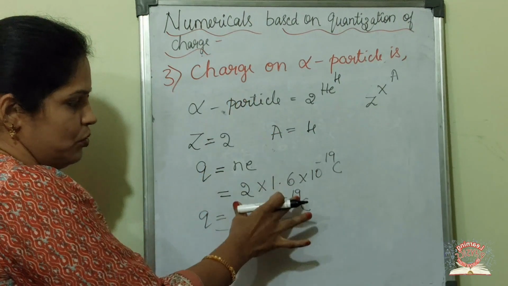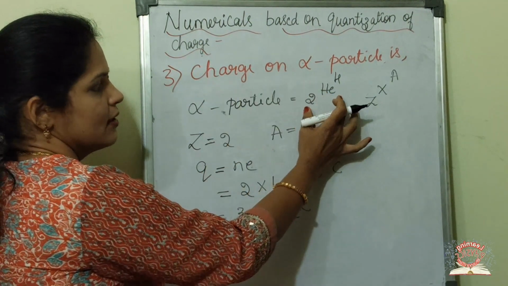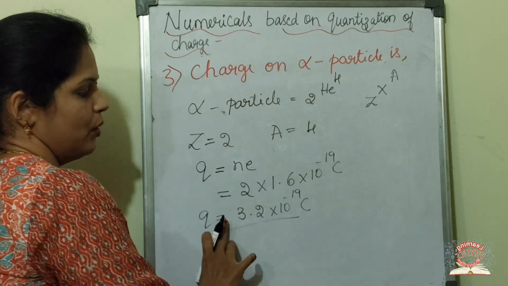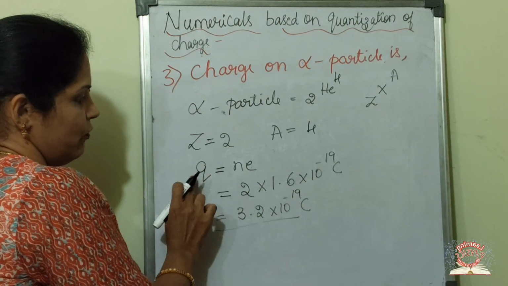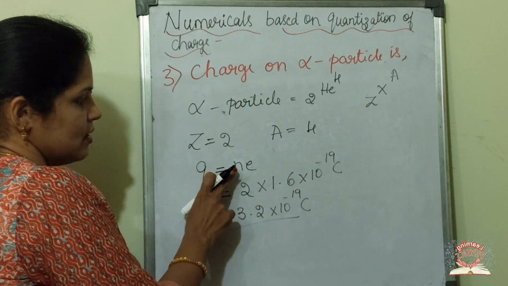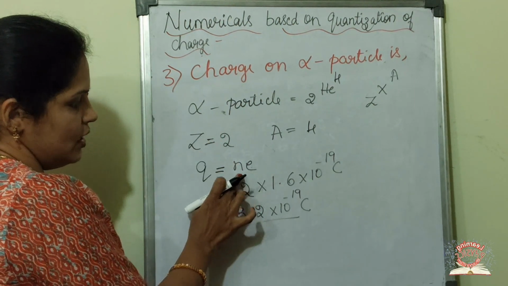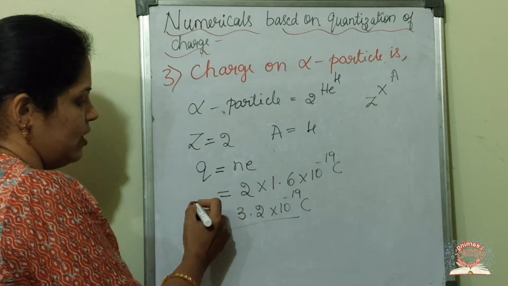Again, you don't do all this calculation. Please do remember that alpha is nothing but a helium nucleus, so it has 2 protons or 2 electrons. So 2 into 1.6. Okay. We know that quantization means it is nothing but an integral multiple of e. So which integer are we using here? 2. 2 times e.